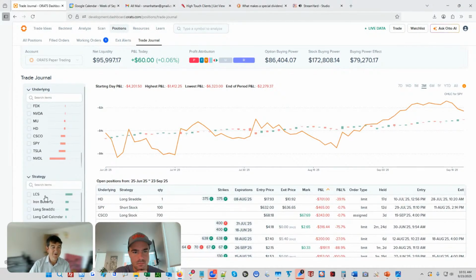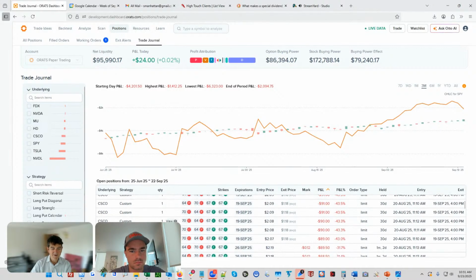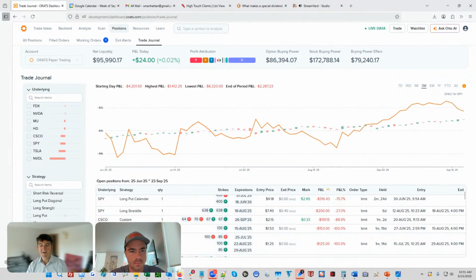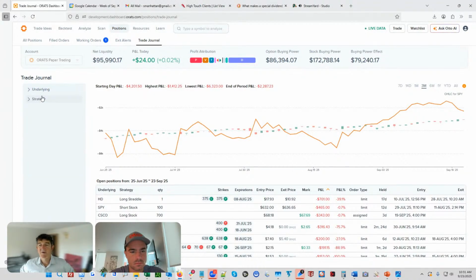Then I could look at it by strategies. Here's a long call spread. That's the one that we saw for gold, and then short stock. Again, I didn't get out of short stock probably, and that's what cost me. But yeah, very cool. This is a great way to test your strategies and see which underlyings you're doing well in and what strategies you're doing well in, and that's a good thing to do before you go live with anything.